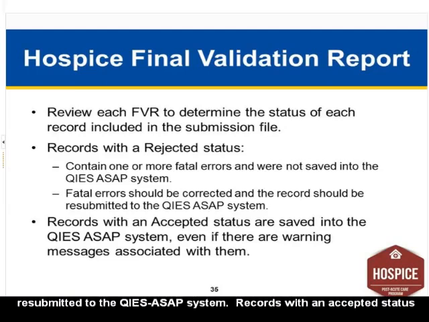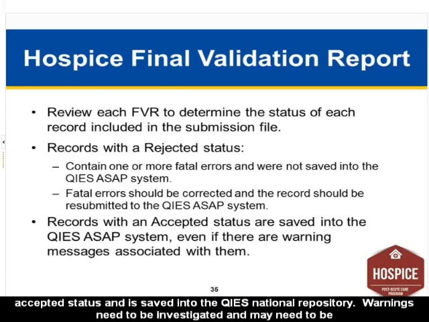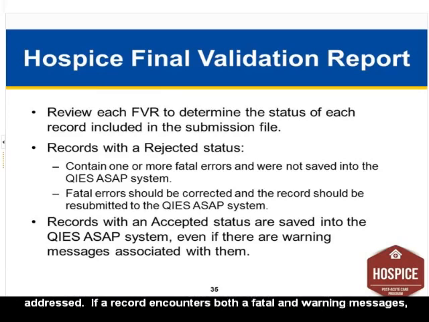Records with an accepted status indicate that the contents of the HIS record passed all data edits contained in the ASAP system and the record was saved into the KEYS National Repository. If only warning messages are returned for a record, the record receives an accepted status and the data are saved into the KEYS National Repository. Warnings need to be investigated and may need to be addressed. If a record encounters both fatal and warning messages, the fatal errors have precedence. The HIS record is rejected and is not saved into the KEYS National Repository.